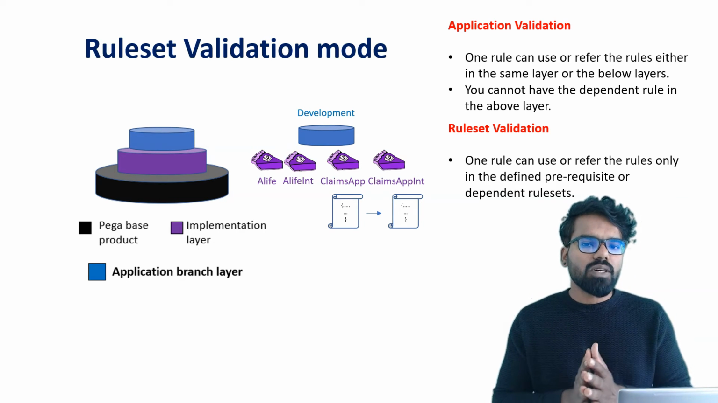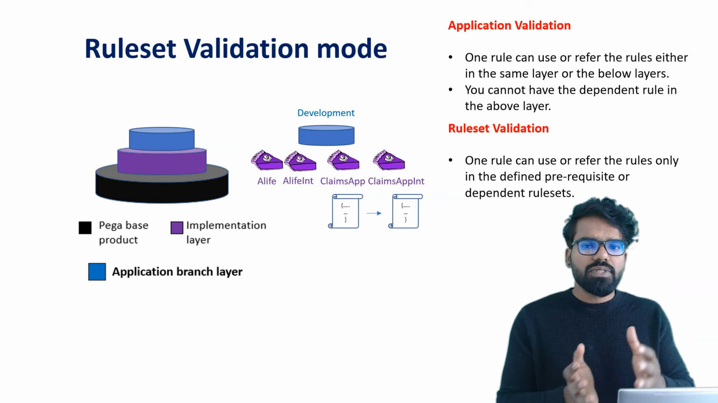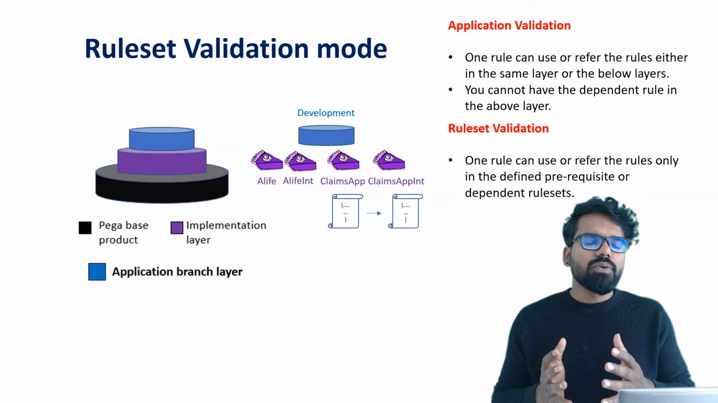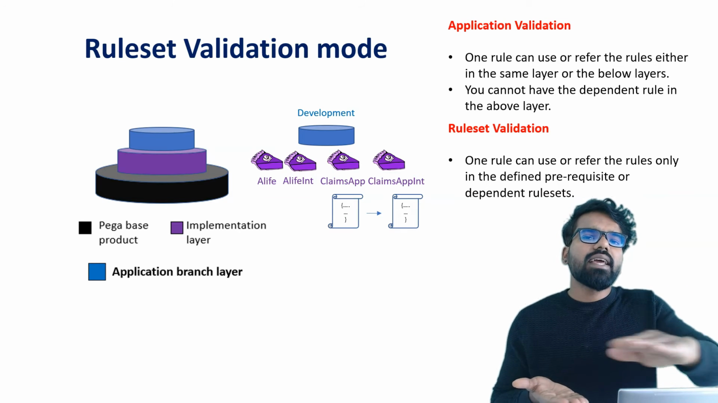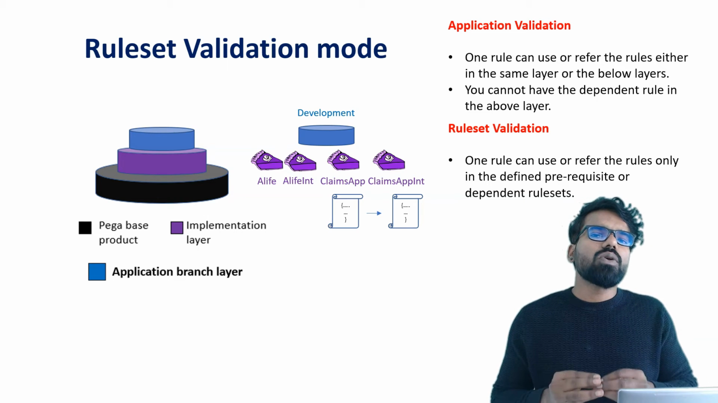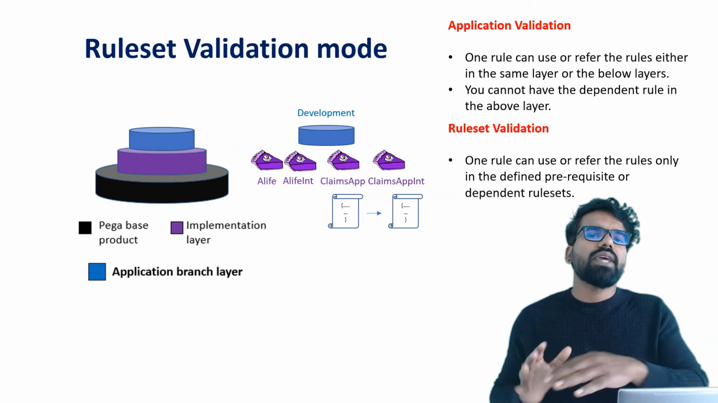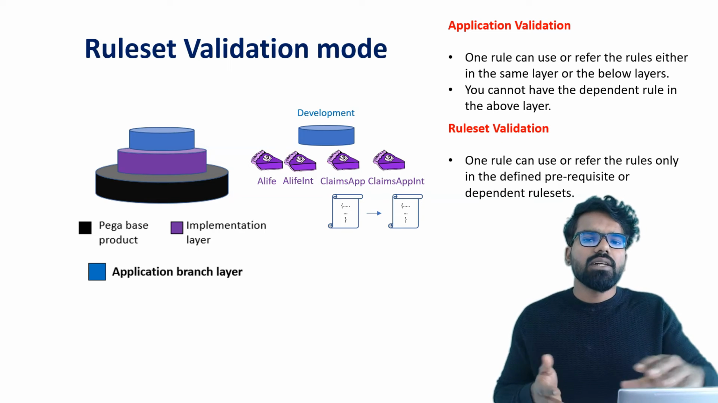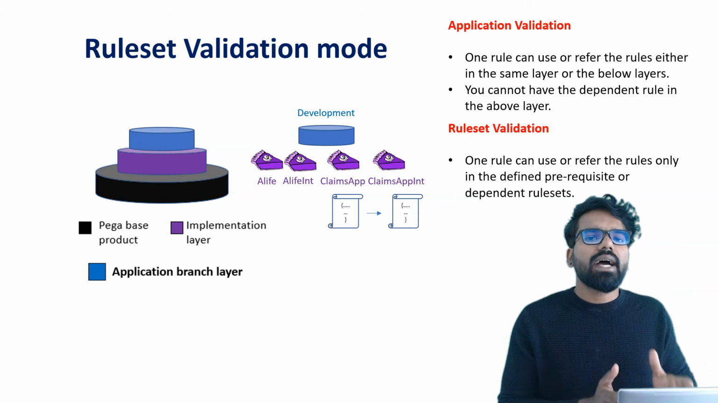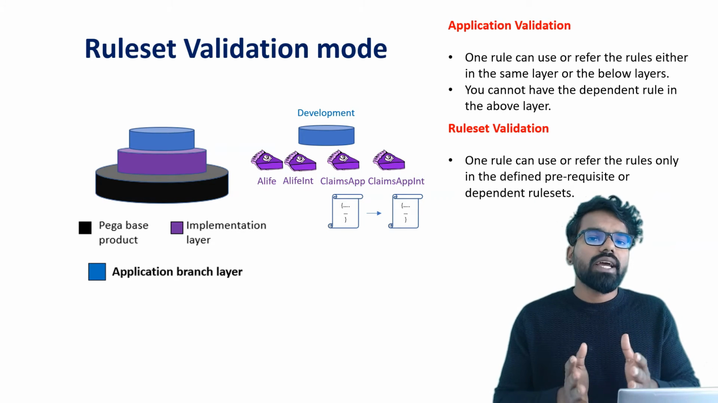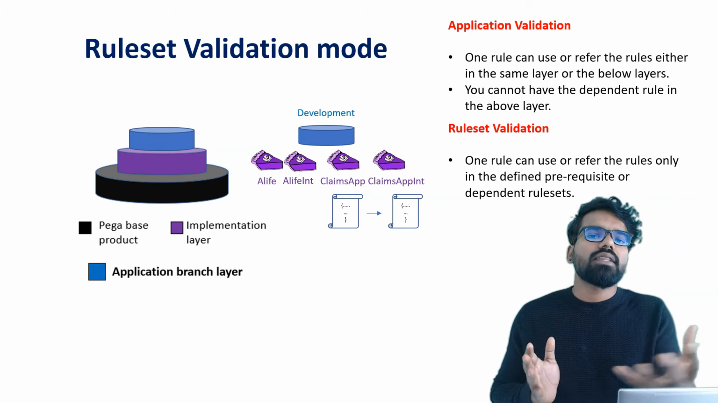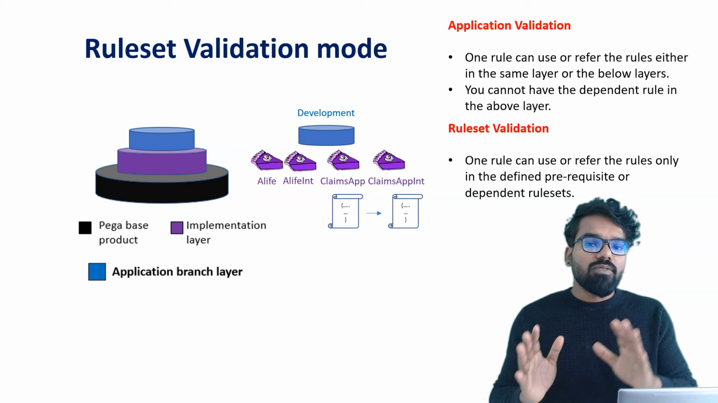I have worked in projects where we don't actually use this rule set validation. What we do is we create an application layer for the enterprise and put all the rule sets that are enterprise related into that layer. So every rule set will be marked as application validation so that it can reuse all the rules on the same layer. Okay, now enough of introduction.